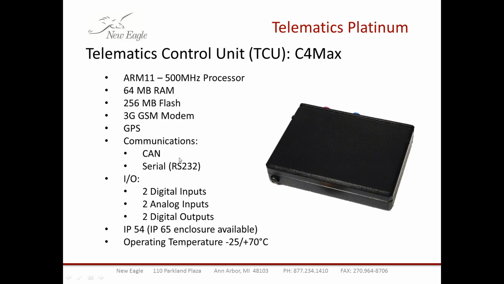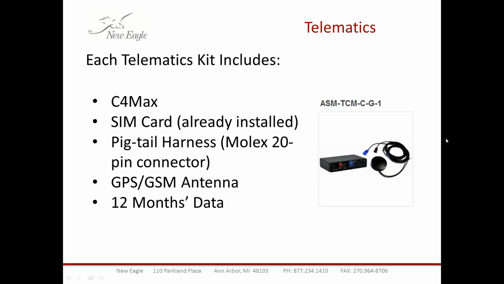Okay, so that's the TCU, and when you buy a C4MAX from us, it comes in a kit. The C4MAX obviously is included in its kit. There's a pre-installed SIM card that we can tailor based on where your target geography is. It can be either U.S. only, or U.S. and Canada. If you need a global, we can do that, although the data prices do increase the more geography you want to cover.